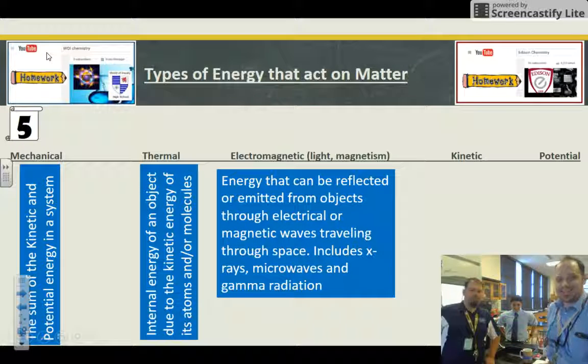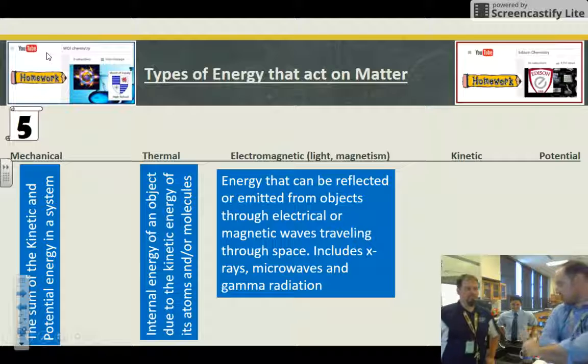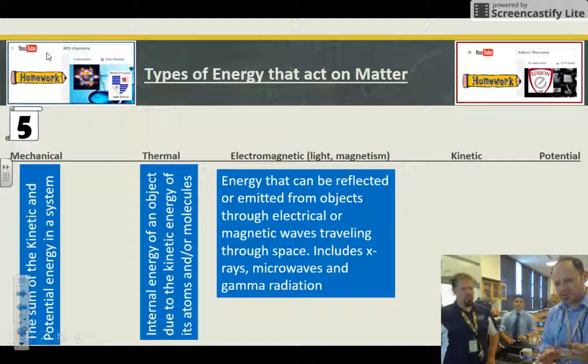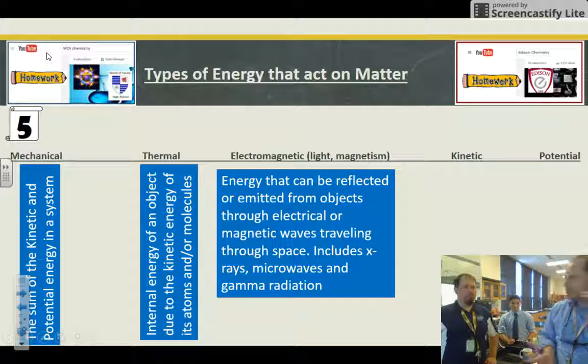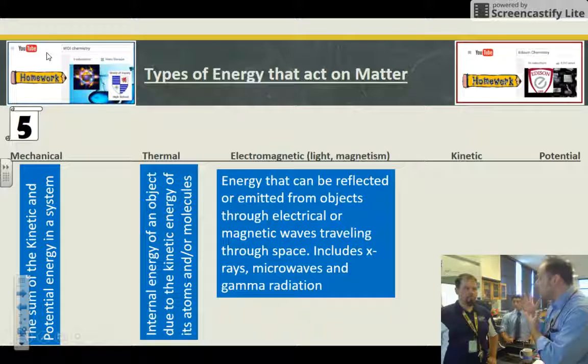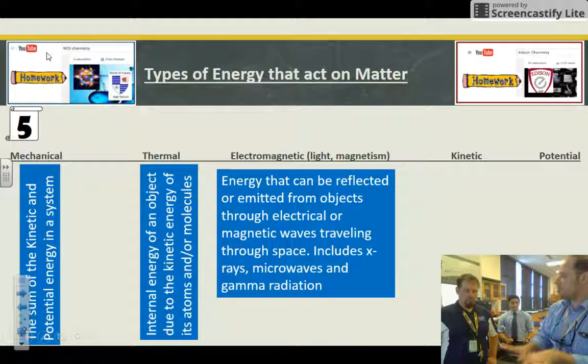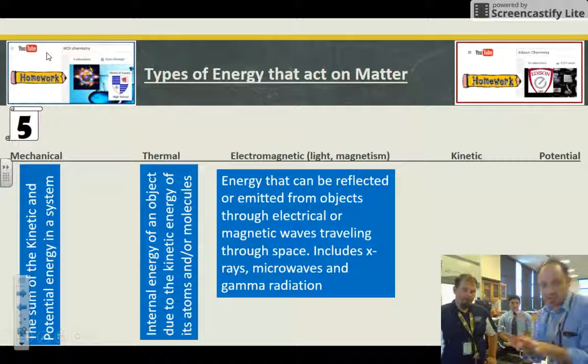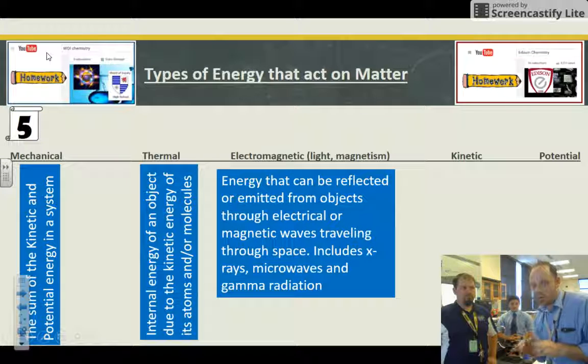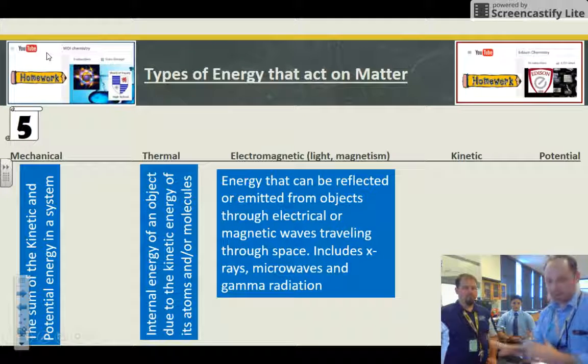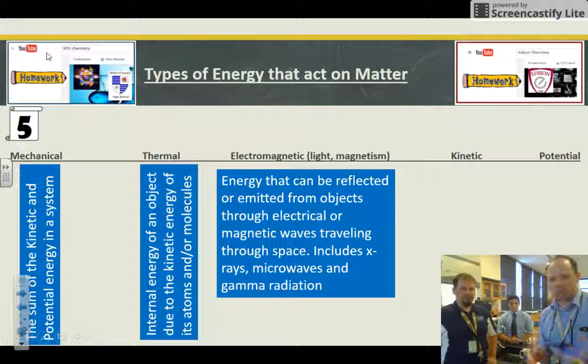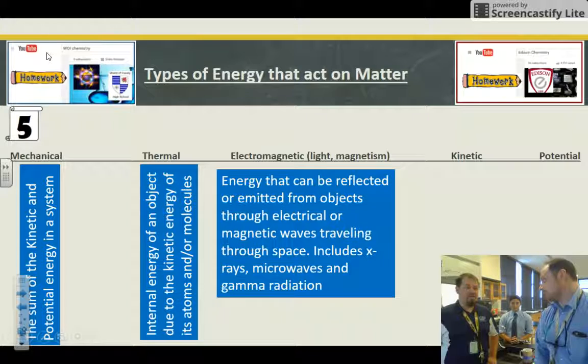We're giving you the big one. Electromagnetic energy, light and magnetism. If you study physics, this is a huge part of physics, but in chemistry, we really only focus on the light part of things. But electromagnetic energy is energy that can be reflected or emitted from objects. So a glowing light bulb, the heat coming off of the radiator that you don't see, but you feel it. These are electrical or magnetic waves traveling through space. They don't need a medium to propagate through. It's really cool stuff. X-rays, microwaves, gamma radiation. These are a type of energy that is not actually physically tangible, and it falls under the electromagnetic spectrum, especially gamma. We'll get to that in the last unit.